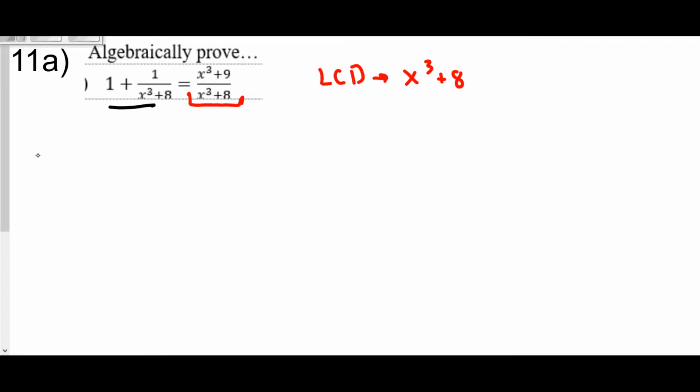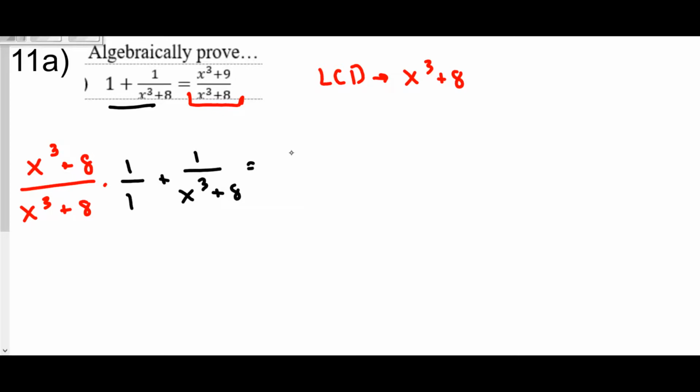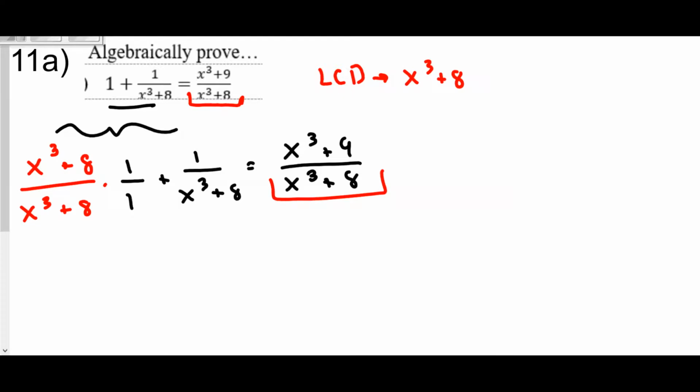So now I'm going to multiply everything. I'm going to multiply and build up my left side of my equation. So 1 over 1 is missing x cubed plus 8, so I'm going to multiply by x cubed plus 8, times 1 over 1, plus 1 over x cubed plus 8, that's not missing anything, so I don't need to multiply by anything, equals. And I'm trying to show that this side of my equation equals this side, so I'm not touching this side. I locked it up. We can't touch it.